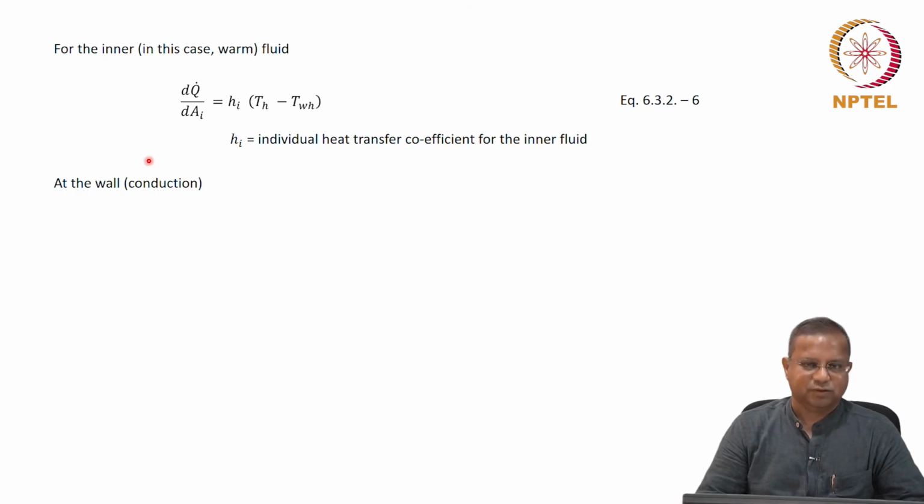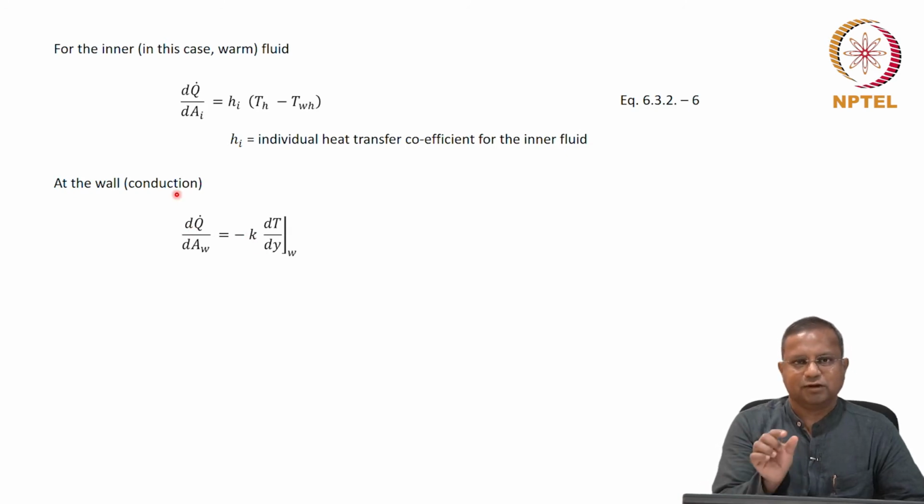Then at the wall, of course, there is conduction. We know Fourier's law. We can directly use that. dq by dAw, the heat flux due to conduction, is nothing but minus k dT/dy at the wall. We have seen this when we began our discussion on heat transport. Here, minus k dT/dy at the wall is the heat flux at the wall due to conduction, and there it is pure conduction. Equation 6.3.2-7.